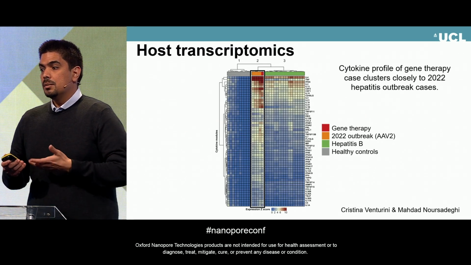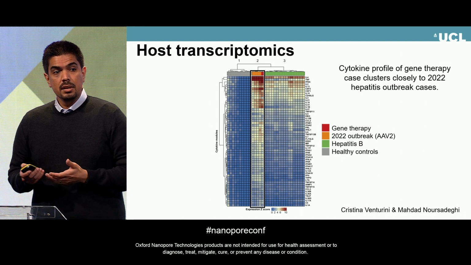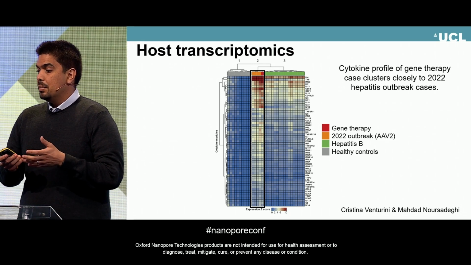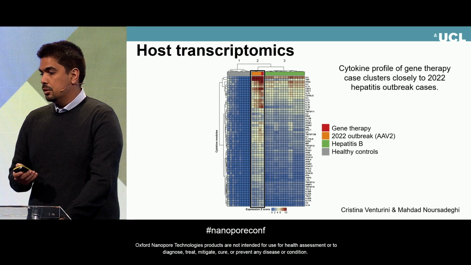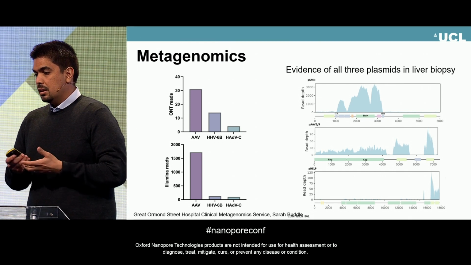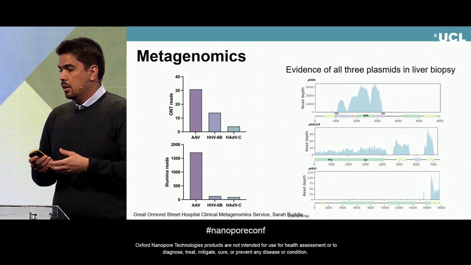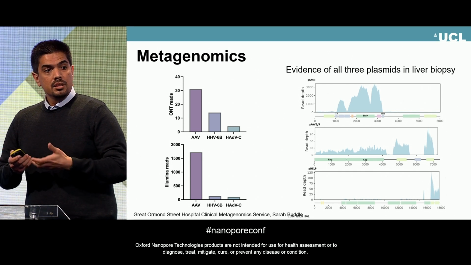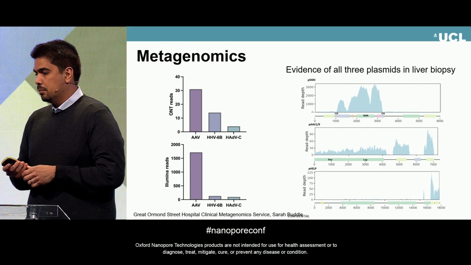In order to look for similarities in the immune response, we compared cytokine modules in hepatitis cases, hepatitis B, and also in healthy controls. You can see in the middle of the graph how the hepatitis gene therapy case clusters together with the 2022 outbreak, and they are different from both hepatitis B and healthy controls. Metagenomic analysis also shows the presence of AAV, herpesvirus, and adenovirus, and we also found high coverage for two of the plasmids present in the treatment in the liver biopsy. Since these plasmids contain elements from both adenovirus and AAV, these results likely indicate that the plasmids were there, but not a wild-type infection.